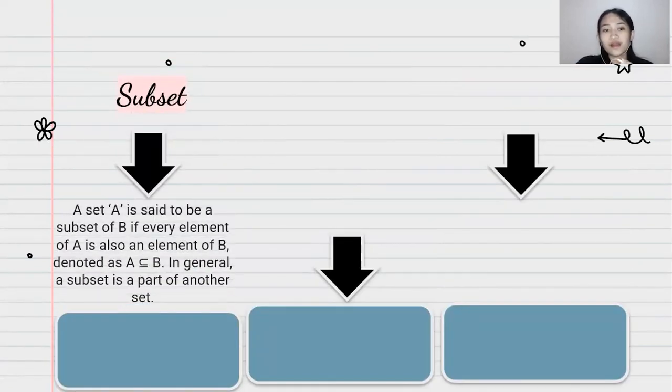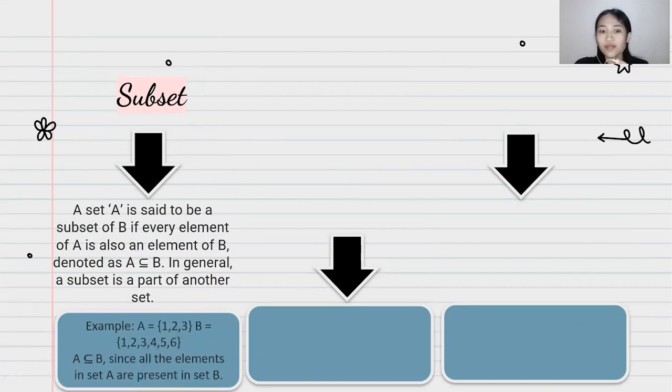Subset. A set A is said to be a subset of B if every element of A is also an element of B, denoted as A subset B like this. In general, a subset is a part of another set. For example, set A is 1, 2, 3. Set B is 1, 2, 3, 4, 5, 6. A is a subset of B since all the elements in set A are present in set B.